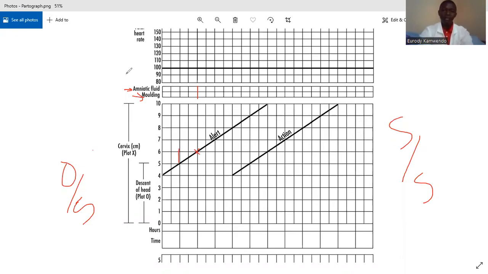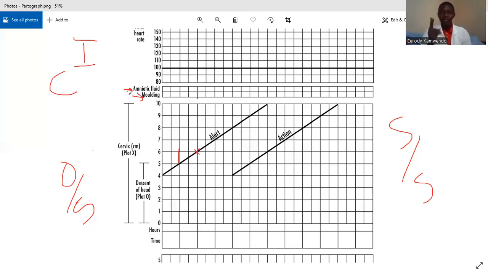So if the membranes have ruptured, on top there, you record with a C. This shows that the membranes ruptured with clear amniotic fluid. Apart from that, if the amniotic fluid has just ruptured on your face, you need to check what color it is. If the membranes are still intact, you indicate with an I on top there where it says membrane, which means that the membranes are still intact.